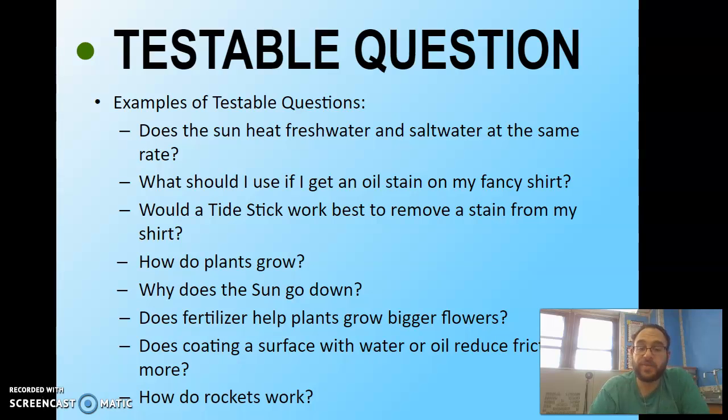Does coating a surface with water or oil reduce friction more? Well, we can totally set that up as a testable question. One surface has water, one has oil. We clock the speed that an object moves across it to see which one has less friction. And then how do rockets work, which we've talked about being a research question.